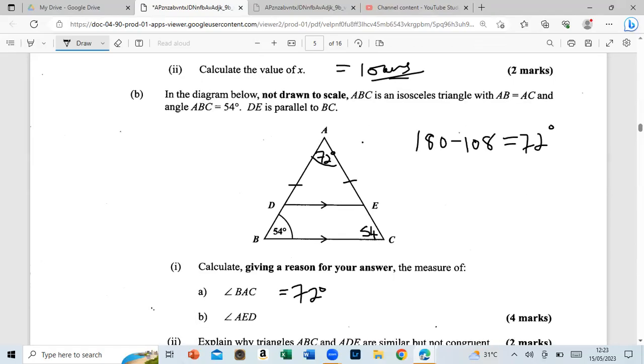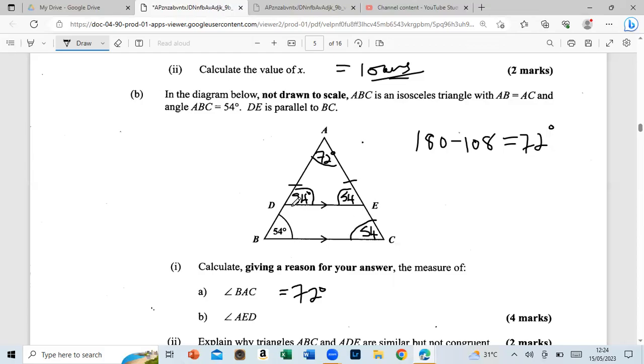Alright, it's angle AED. So AED would equal 54 also. It corresponds with this one. The angle is not a triangle, but this would be an isosceles triangle also. So this is equal to this. Alright, so corresponding angles are equal. Very nice question though. You got yourself 6 marks.